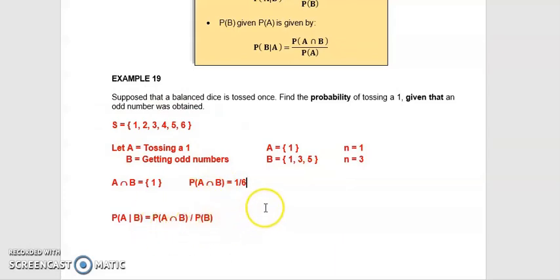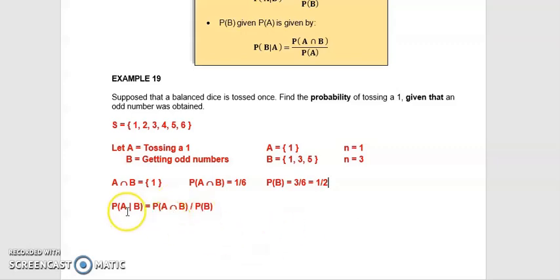Now find the probability of B. We know that the number of samples in event B is 3, so divided by the total sample space, which is 6. So 3 over 6, and this can also be written as 1 over 2. If you want to write your answer in decimal points, no problem. But make sure that when we calculate probability, our answer must be from 0 until 1.